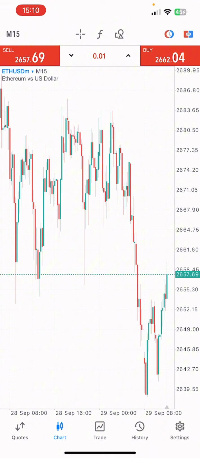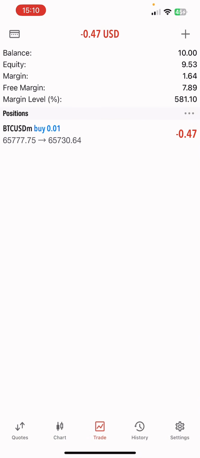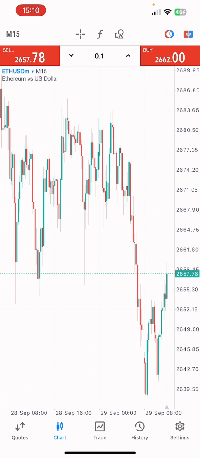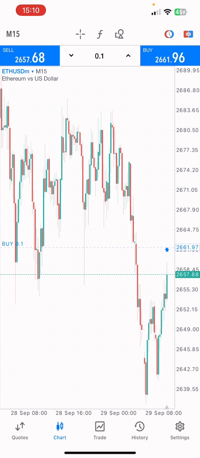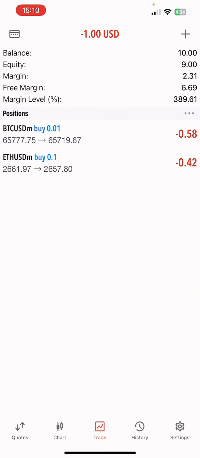So we can't open 0. Let's see, we can't basically open. From here, let's say we open 0.1. So now you see this is going to be 0.1, out of our $2. I don't mind losing this money, this is just for tutorial purposes.